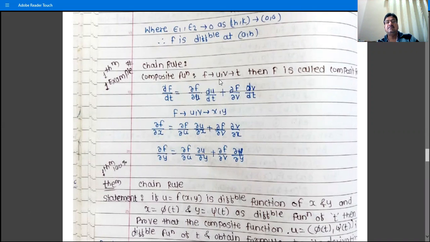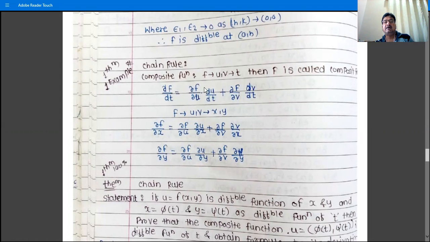So f is a function of u and v, and u and v are the functions of t. Then f is called a composite function of t. And in this case, if you have to find the derivative of f with respect to t, then it is by using the chain rule. So f is a single variable function of t, and so its derivative is denoted by df by dt.